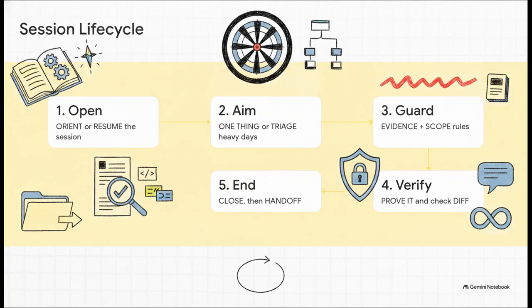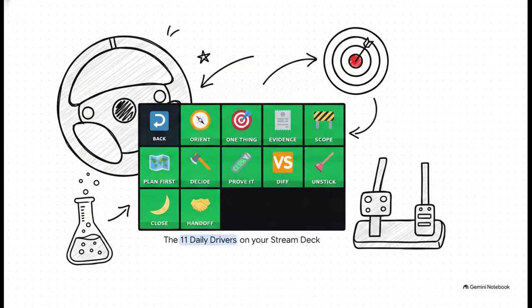Next, you guard it with strict boundaries. Then comes verify, where you actually demand proof of the work it did. And finally, you end the session properly. The golden rule of this entire system: absolutely nothing dies with the chat window. And to actually execute this, we use the Daily Driver's Stream Deck profile.